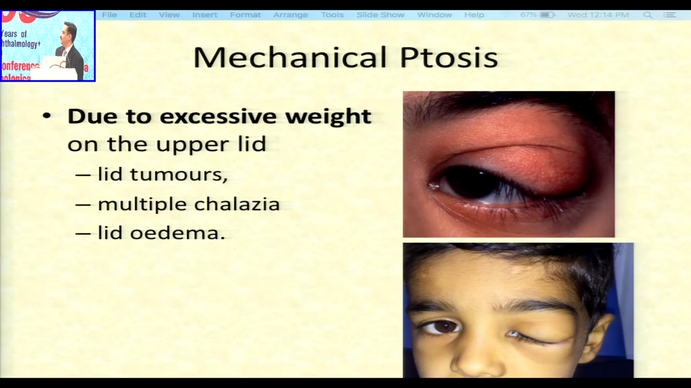Mechanical ptosis, ptosis due to excessive weight, seen in lid tumor, chalazion, lid edema, etc.